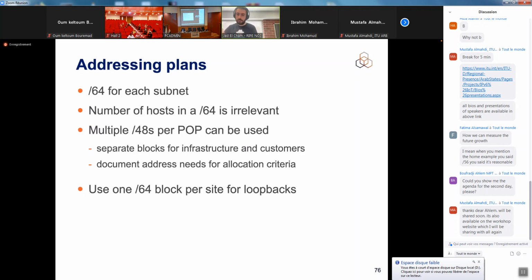For security reasons, for routing reasons, and so on. All right? And in each site, if you have to do management and loopback addresses, you can say, all right, I'm going to use one /64, and all the loopback addresses, the out-of-band management addresses, they can be used from this /64. These are just recommendations out there.